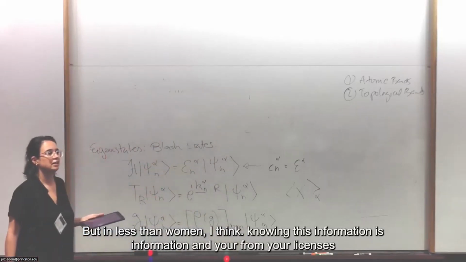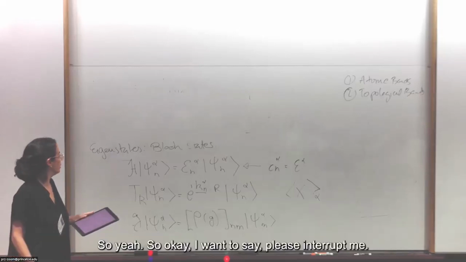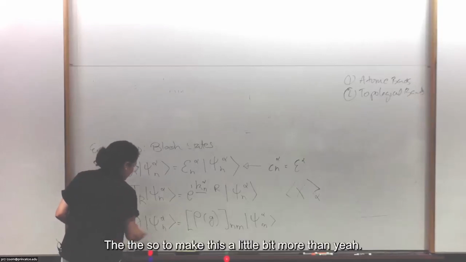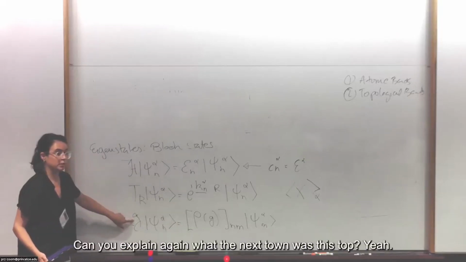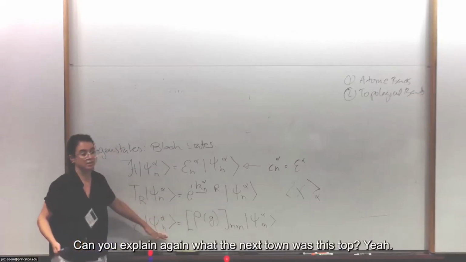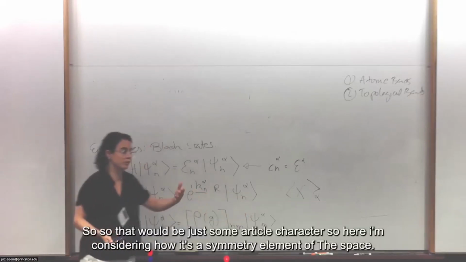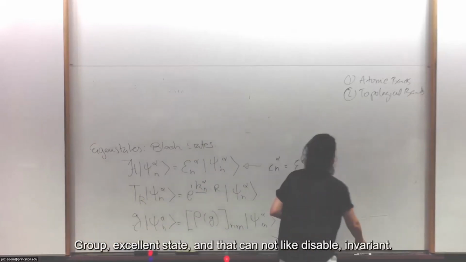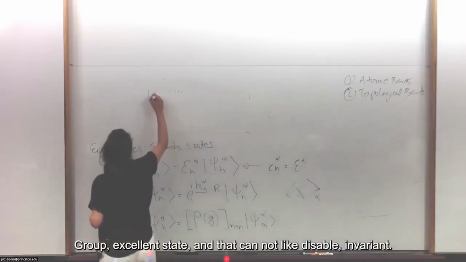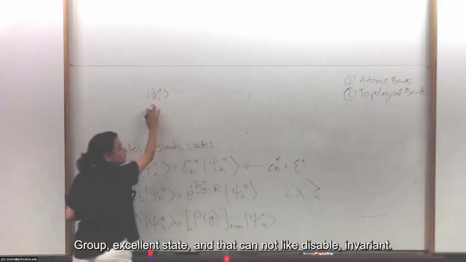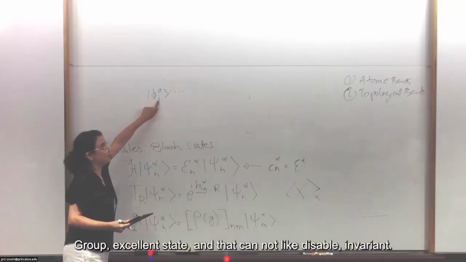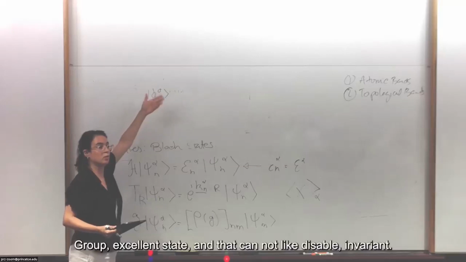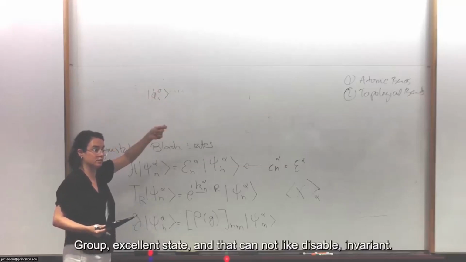Yes. Can you explain again what the index tau was? The tau? Yeah. So that was just some orbital character. So here I'm considering how a symmetry element of the space group acts on some state, and that can not make the state invariant, can just make it go to a different state. But if I'm thinking about the specific orbital character, it needs to be that orbital, that state, so the local state, my basis state, right, needs to transform in some certain way under the symmetries that leave that point invariant, right?